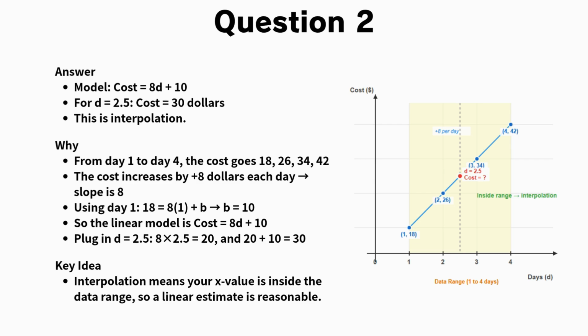So we start by writing a linear model in the form cost equals 8 times d plus b. To find the starting value, b, we use one of the data points. When d equals 1, the cost is 18. So we substitute 18 equals 8 times 1 plus b. That gives us b equals 10. Our model is now cost equals 8d plus 10.